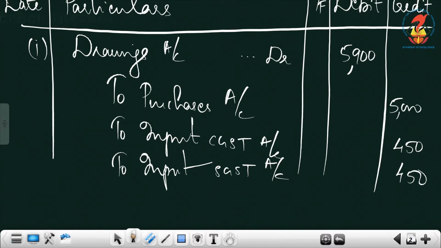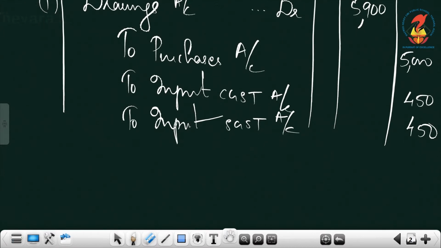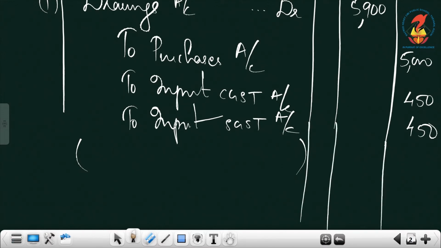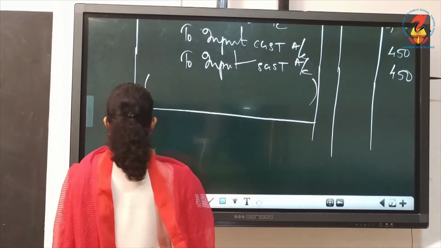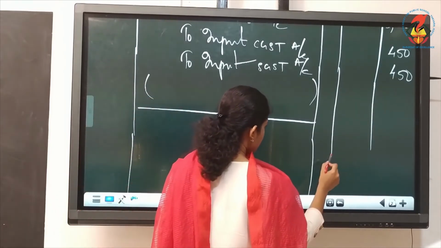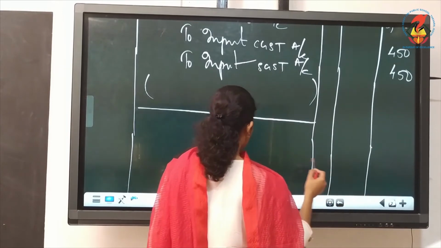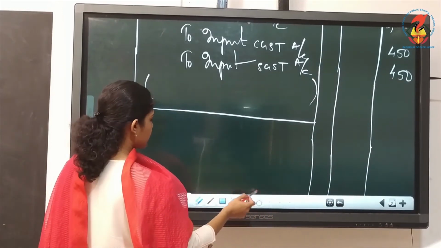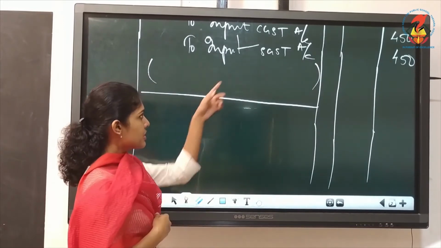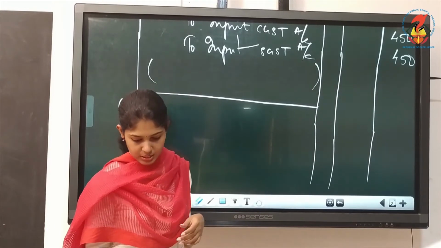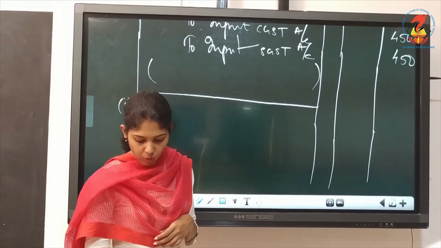Then you have to write the narration also. What will you write for narration? The transaction itself, the question itself you can write: goods withdrawn by the proprietor. Proprietor means owner, for personal use, and GST reversed you can write, or goods withdrawn for personal use, that is enough. GST reversed means we cancelled the GST. That is the meaning. We credited it. Okay, the second one.